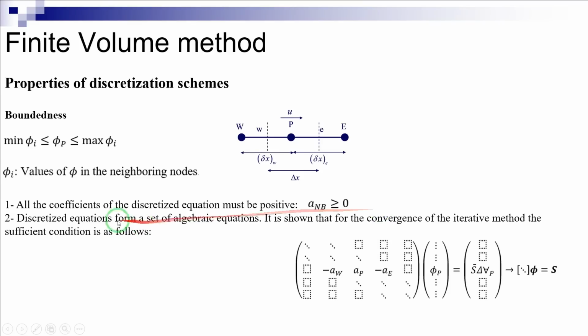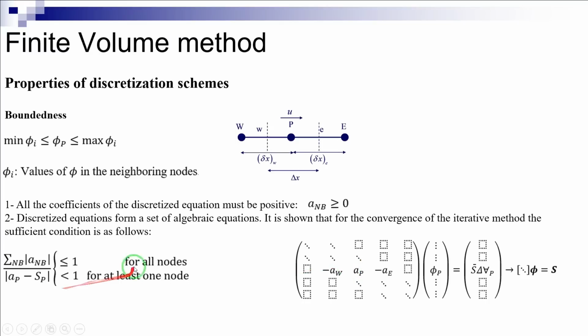2. Discretized equations for all nodes form a set of algebraic equations as shown here that must be solved. Iterative methods are commonly used to solve this set of equations. It is shown that for the convergence of the iterative method, the sufficient condition is as follows. If this condition is satisfied, the matrix of coefficients becomes diagonally dominant. To achieve diagonal dominance, we need large values of net coefficient AP minus SP. Therefore, we need to make sure that the source term SP is always negative, which means that minus SP is positive. Consequently, this adds to the value of AP.